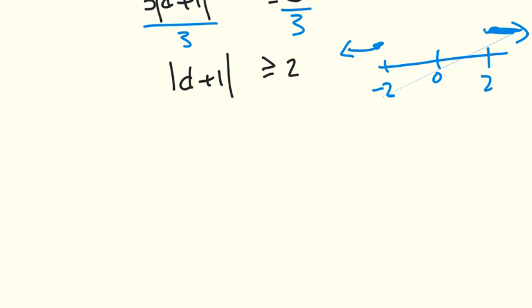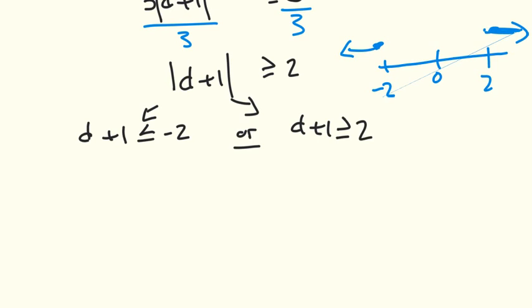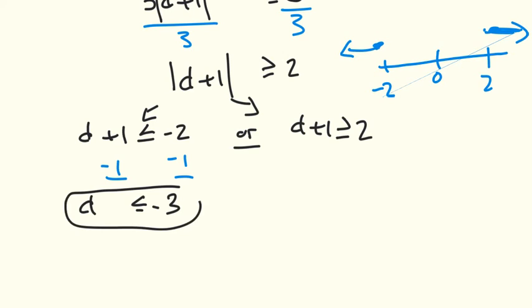To write that out, we've got d plus 1 is either less than or equal to negative 2, or d plus 1 is greater than or equal to positive 2. So then to solve, we'll subtract 1 from both sides, and we end up with d is less than or equal to negative 3, or on the other side, subtract 1, and we've got d is greater than or equal to 1.